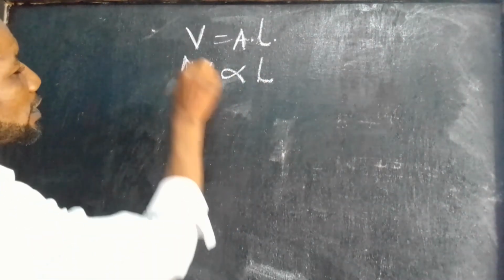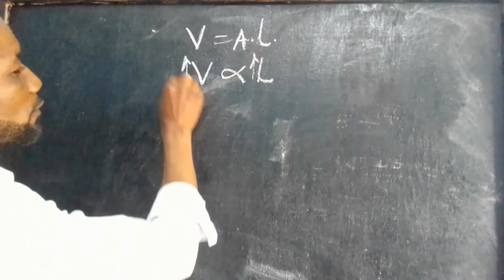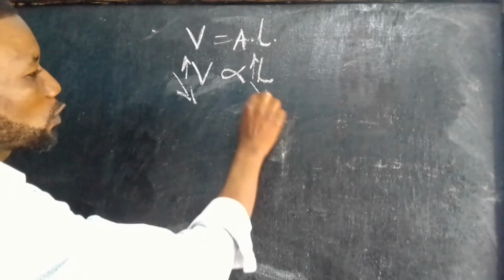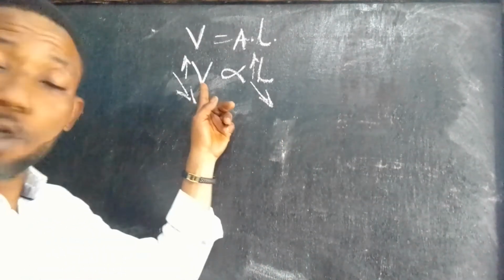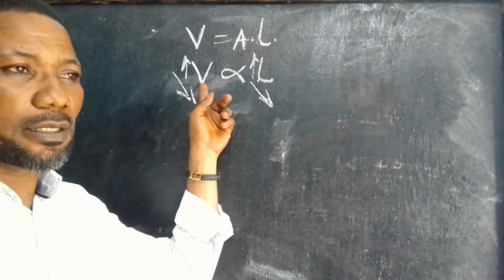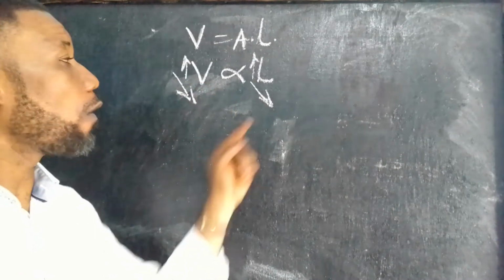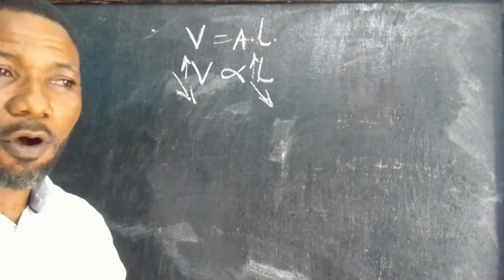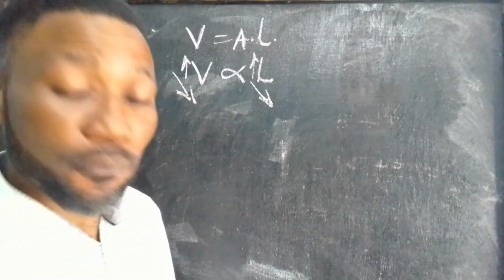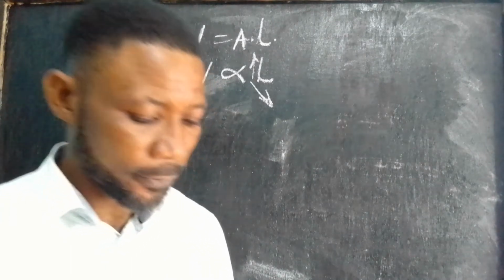So as V is increasing, L is also increasing. As V is reducing, L is also reducing. And so we can say the thermometric property is the volume of the liquid or the length of the liquid in the tube. If you say volume, it is correct. If you say length, it is still correct.